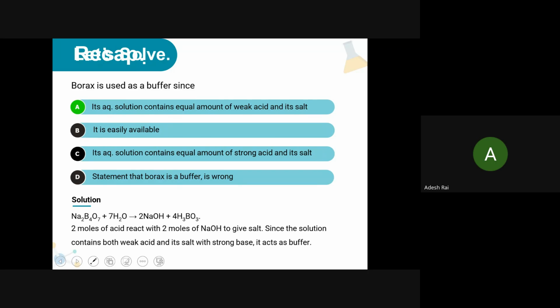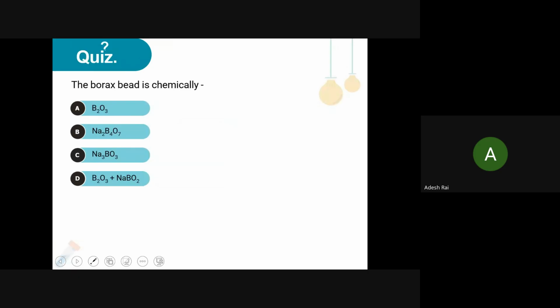So how do you identify a buffer solution? What is the characteristic of a buffer solution? One of the electrolytes should be a weak electrolyte, and the other one should be the salt of that weak electrolyte. Okay. Now, what is the chemical formula of the borax bead? We all know it is sodium metaborate and boric anhydride, B2O3. So option D is correct.